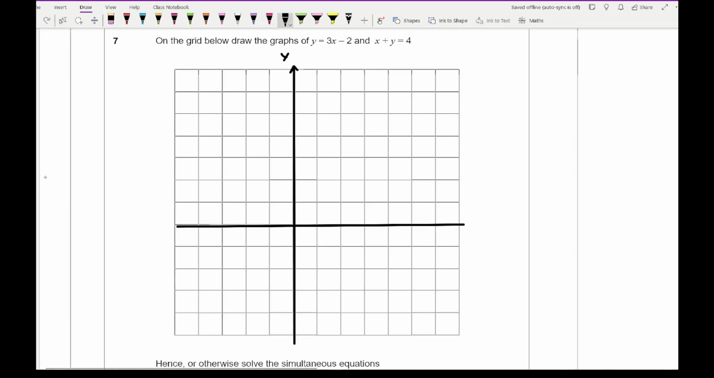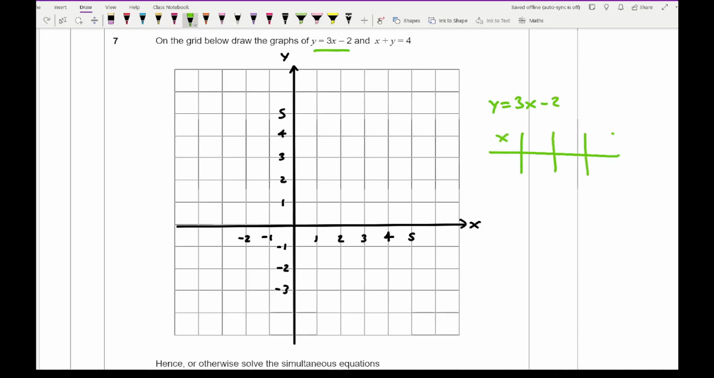So here I've got y and I've got x. So if I just use 1 square equals 1, and you don't need to go for all of them. So we could add them as we go along. So here, if I draw a table of values for y = 3x − 2. So again, picking 3 smallish numbers, I'm going to go for 0, 1, 2.